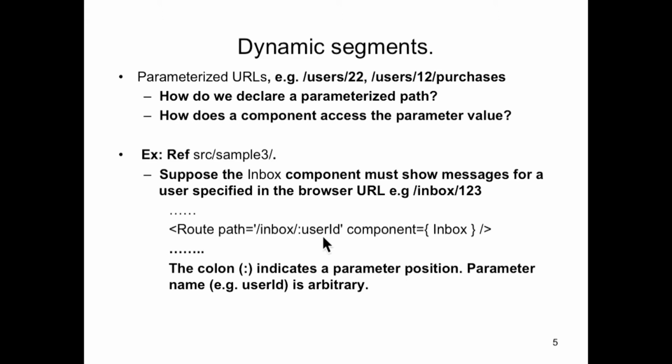Okay, so really, the simple thing is that the colon is a significant character here in this URL path. That's how we tell React where in our paths there is a parameter, and you can have more than one. Second question then is, how does the actual component that is mounted for that URL path access the parameter?